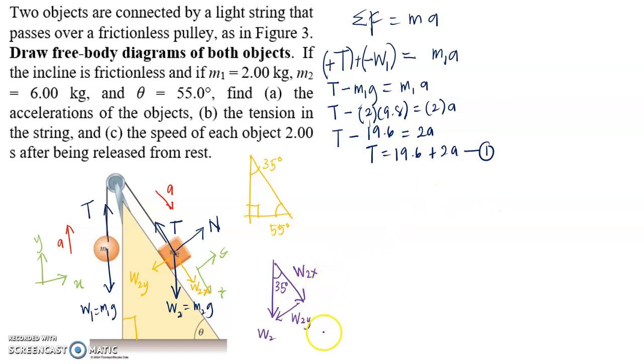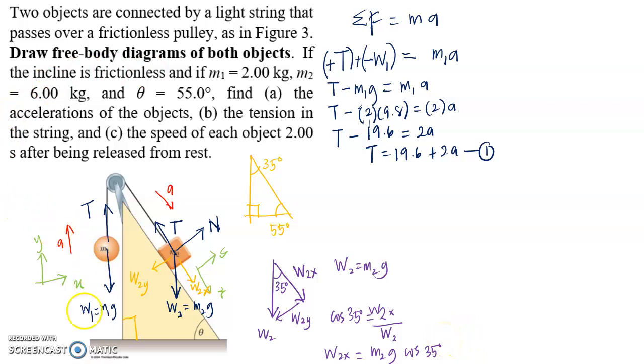So if you recall, if you use the cosine function, cos 35 degrees is going to be the adjacent, which is W2x, over the hypotenuse, which is W2. And W2 will be equal to M2 multiplied by g. So in the end, W2x is equal to M2 multiplied by g multiplied by cos 35 degrees.